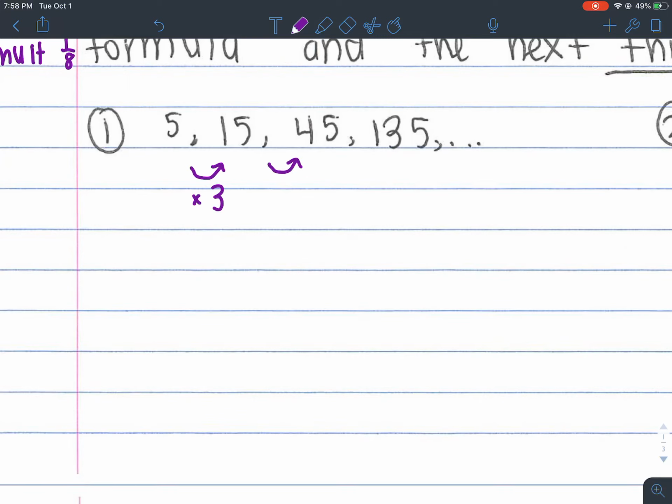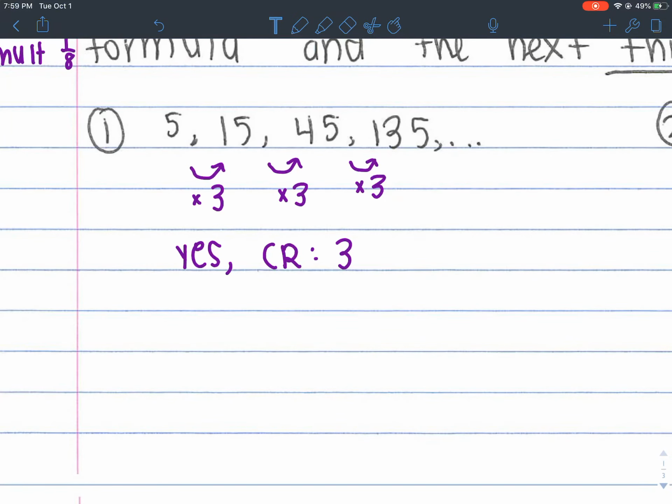Well, can I do that as well? So let's try. If we do 15 times 3 in a calculator, I get 45. If I do 45 times 3 in a calculator, I get 135. So there's the same number being multiplied from term to term. So that's going to tell me that yes, this is a geometric sequence. And my common ratio here is positive 3 because I am multiplying 3 to get from term to term.